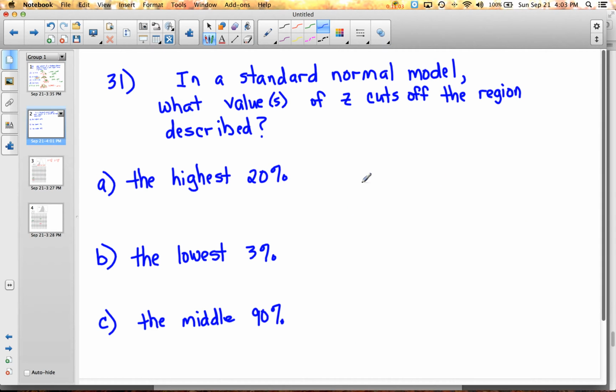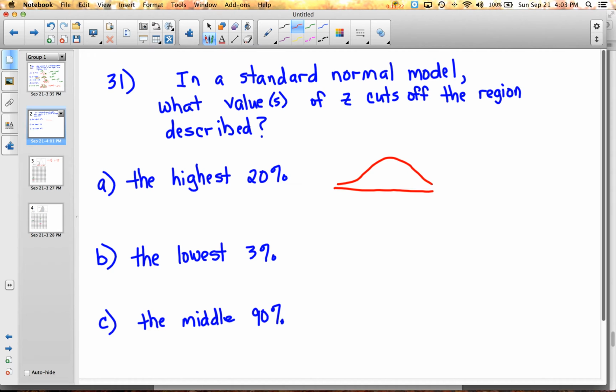So now we're going to change it up a little bit. This is number 31 from your textbook. In a standard normal model, what values of z cut off the region described? And don't forget, we always need a picture. First I want to know the highest 20%. So I'm going to start with a picture.